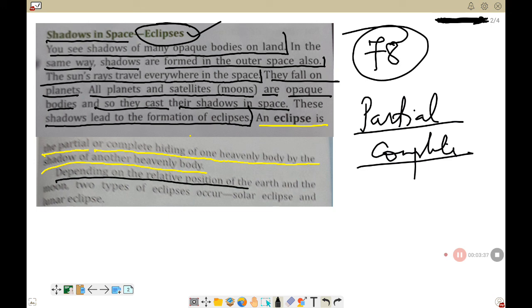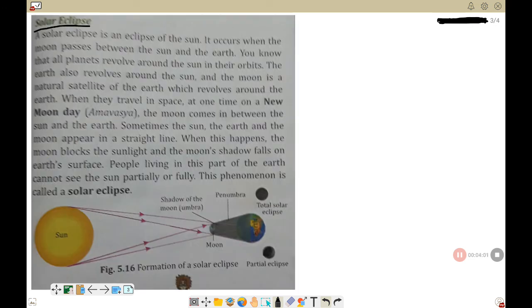Depending on the relative position of the earth and the moon, two types of eclipses occur. Please underline solar eclipse and lunar eclipse. So depending upon the relative position of earth and the moon, two types of eclipses are formed. What are they? Solar eclipse and lunar eclipse. Okay, so let's learn first solar eclipse.